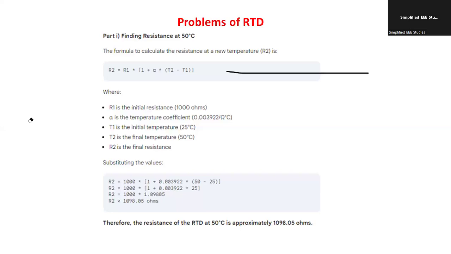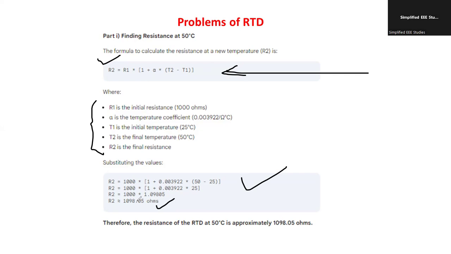A very simple formula you are supposed to note down. The new value of resistance is equal to the old value of resistance into 1 plus alpha into T2 minus T1. This is a standard formula which I mentioned here. So the given data you are supposed to note down. These are the given data. Now the new value R2 will be computed. Based on this formula, please compute the new value of resistance.